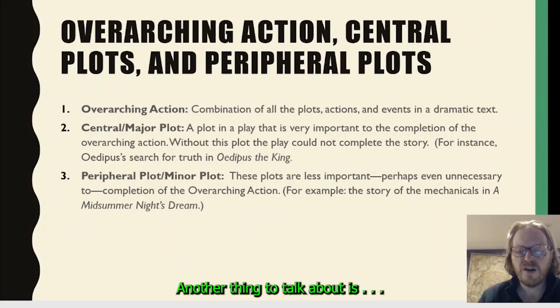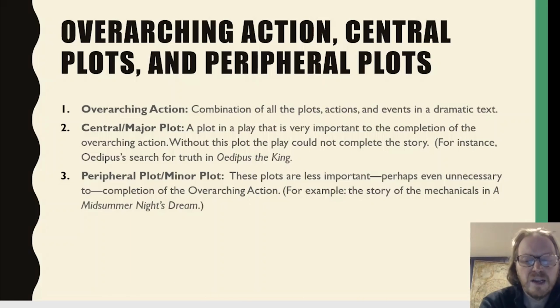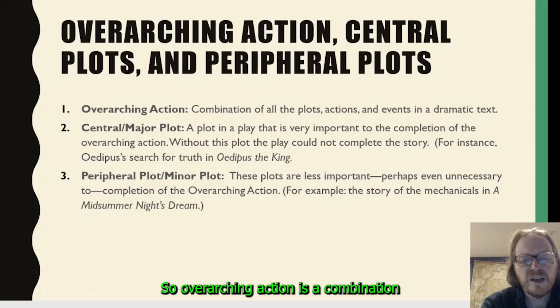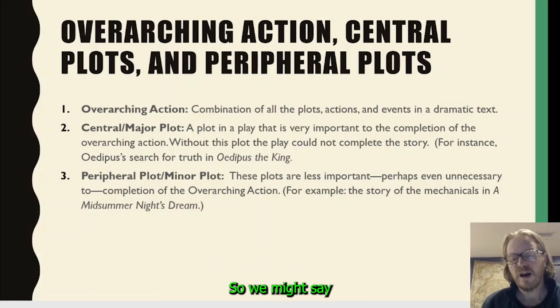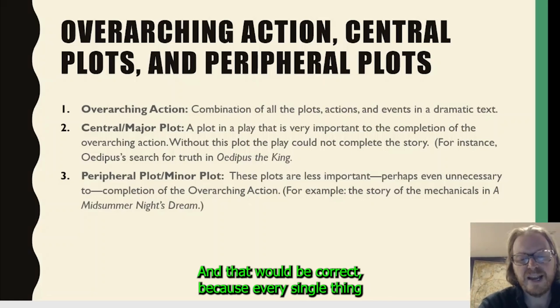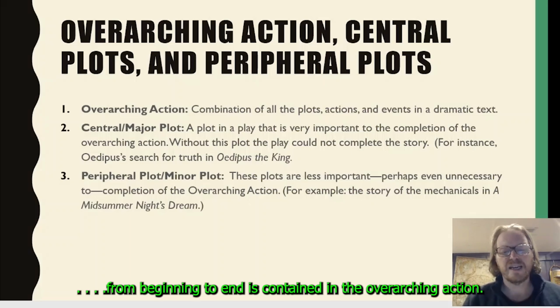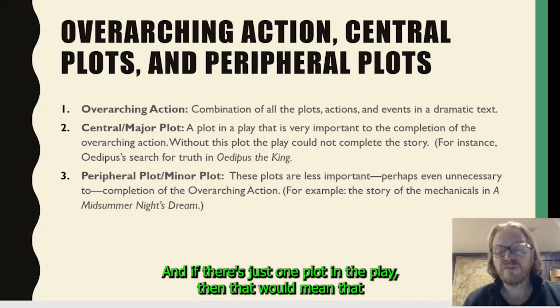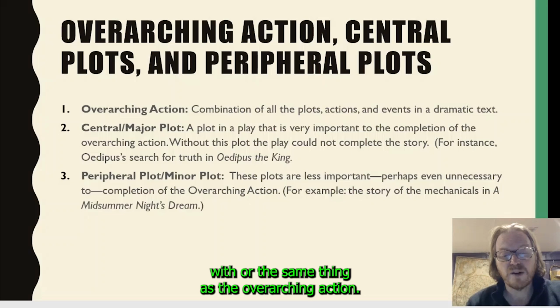Another thing to talk about is overarching action, central plots, and peripheral plots. Overarching action is a combination of all the plots, actions, and events in a dramatic text. So we might say that that is the major plot of the play, and that would be correct, because every single aspect of the play from beginning to end is contained in the overarching action. And if there's just one plot in a play, then that would mean that the plot of the play was synonymous with, or the same thing as, the overarching action.